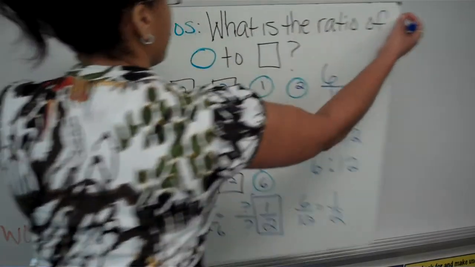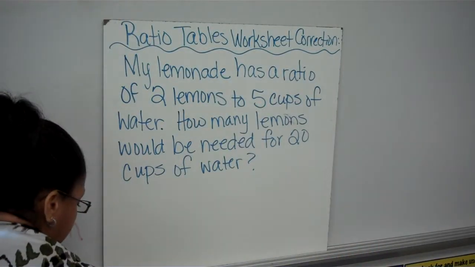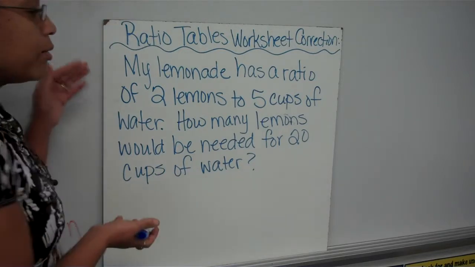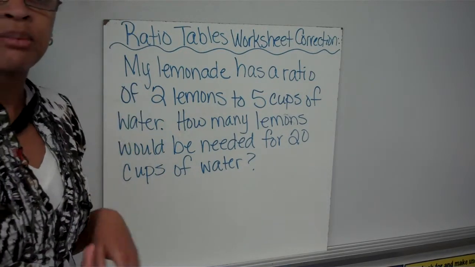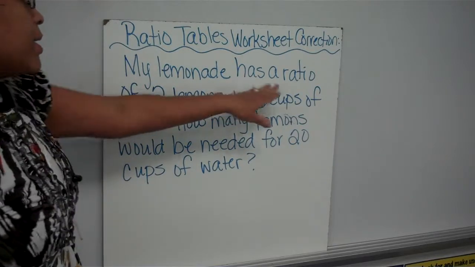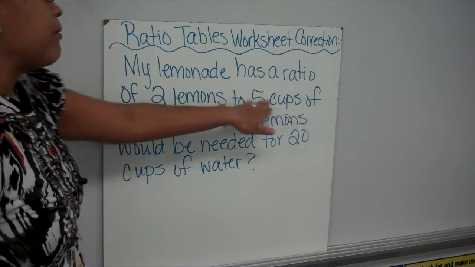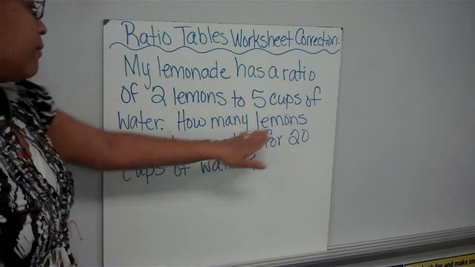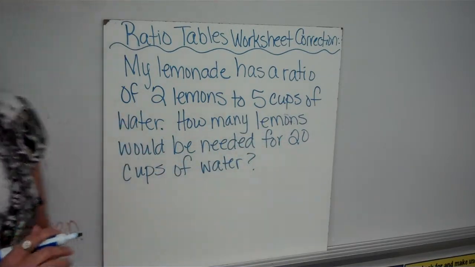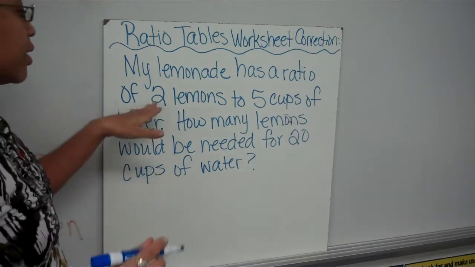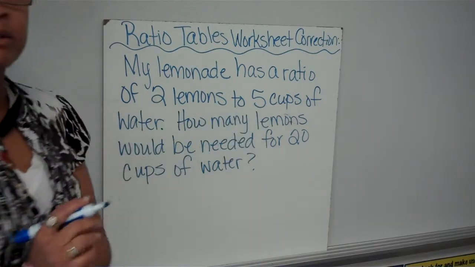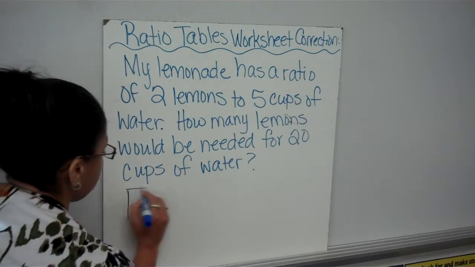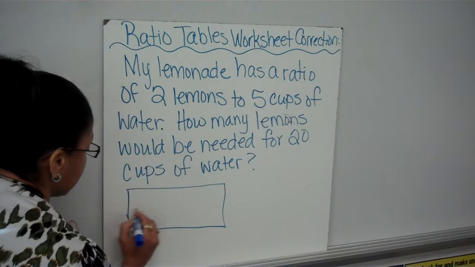And to put that into the form of a word problem, there is a correction needed on your ratio table sheet that's in your packet, so I use this problem because this is the corrected problem. My lemonade has a ratio of 2 lemons to 5 cups of water. How many lemons would be needed for 20 cups of water? And a proportion is going to come in handy here. So for every 2 lemons, I have 5 cups of water. And I can make that in a table just like on your paper. So if I make a table, my table would look something like this.